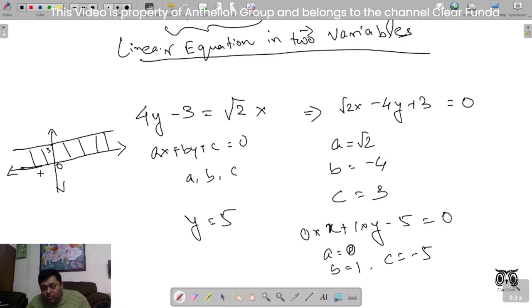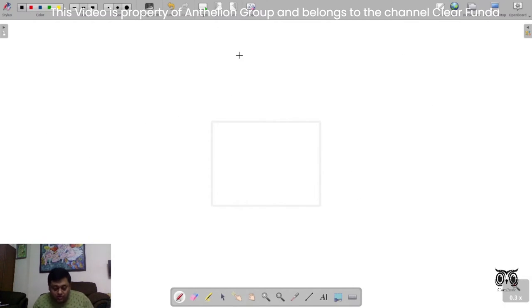So now we will clear this. Now we will go to understand how we actually draw it. One thing I'm telling you: it is an equation of a straight line. Whenever we draw a linear equation in two variables on a graph, we will get a straight line.